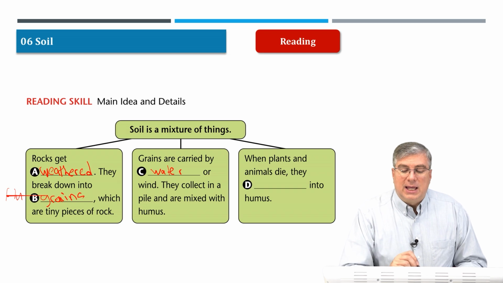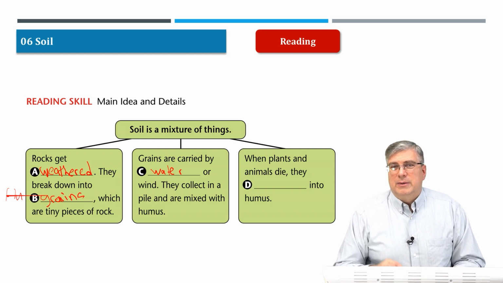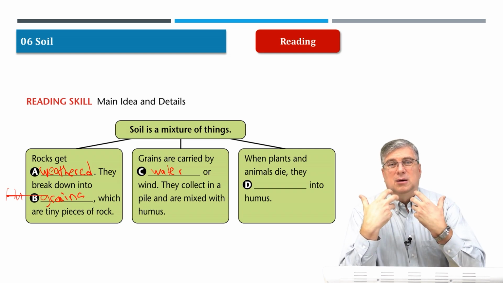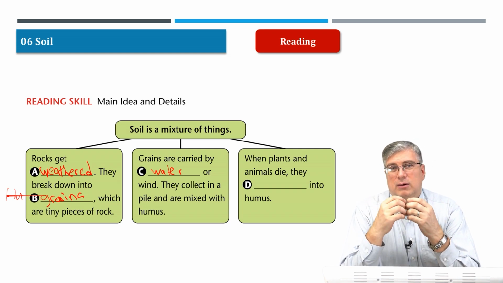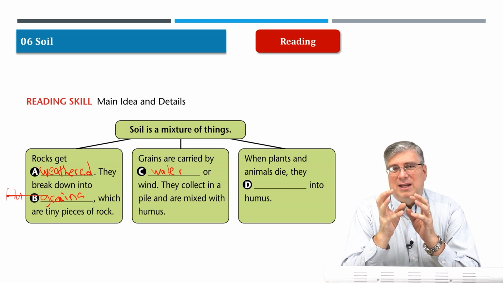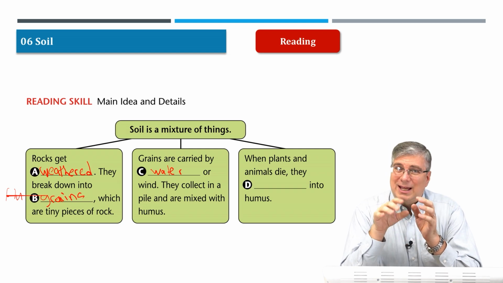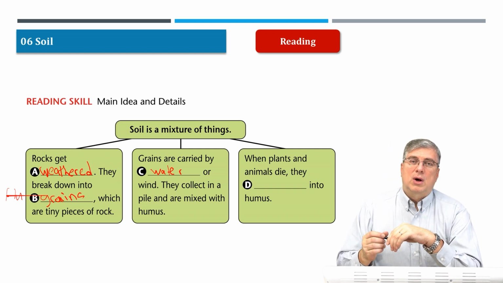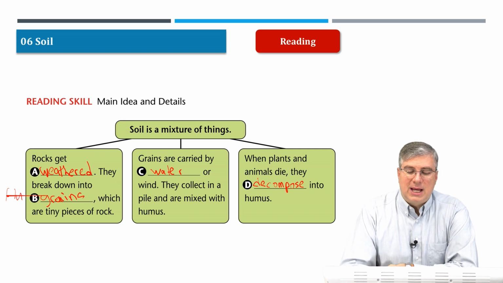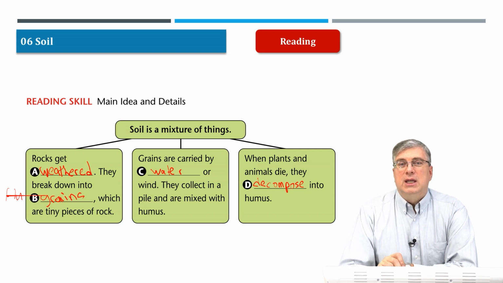When plants and animals die, they decompose into humus. So when something dies, I said it changes. The weather may change it, but also the internal processes, the cells breaking down. They will normally just break down. It smells bad, but it breaks down. In many cases, it changes from a solid to a liquid also, and it goes into the soil that way. And what do we call that process? It's decompose. When plants and animals die, they decompose into humus. Okay? And remember, humus is very good for plants to grow.